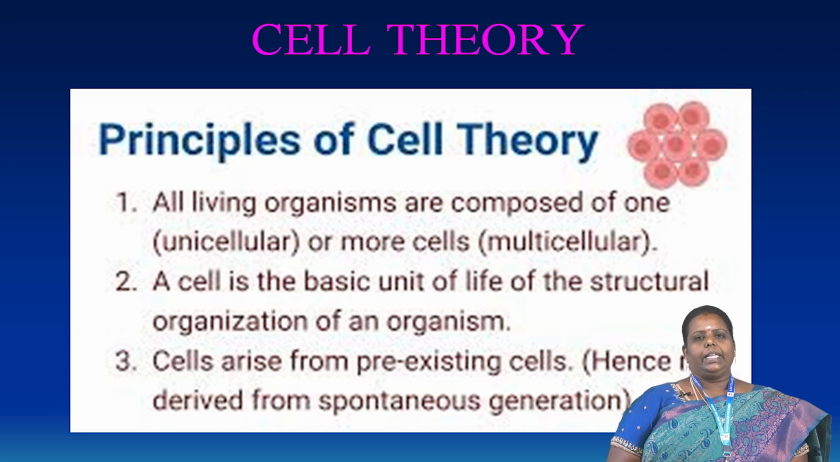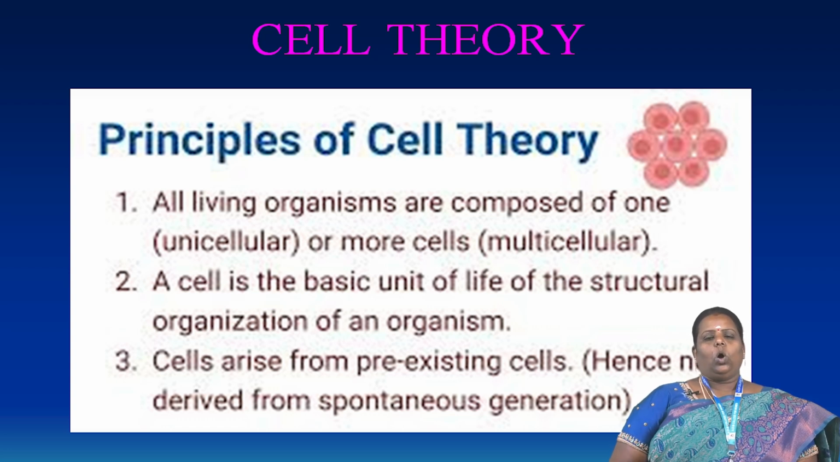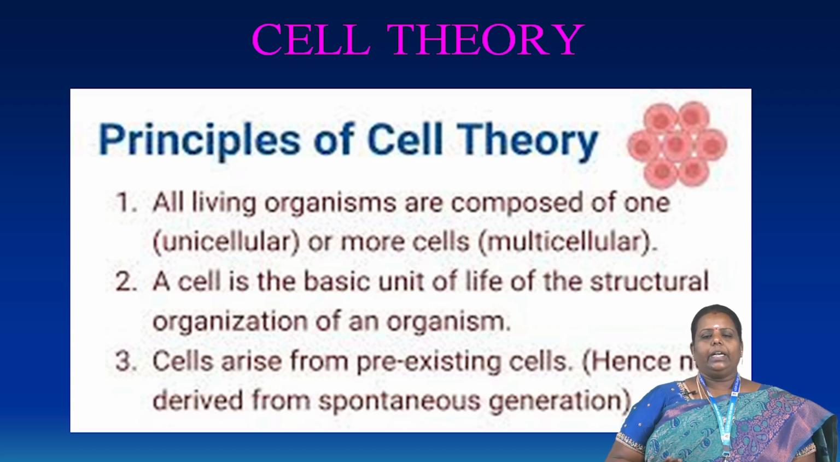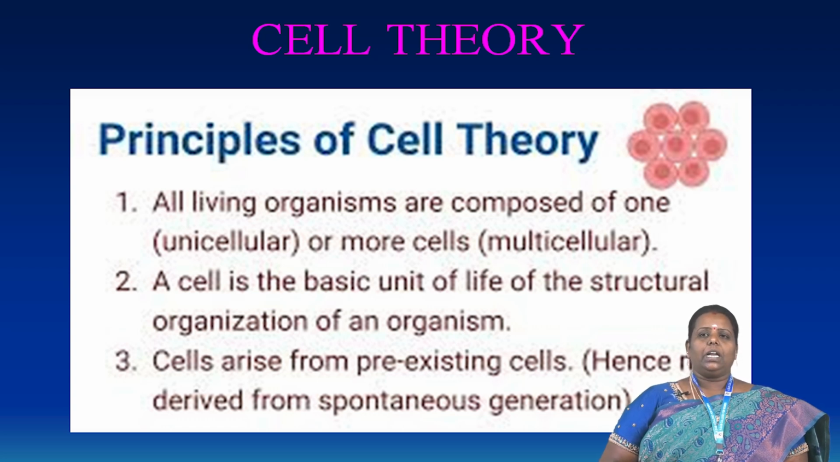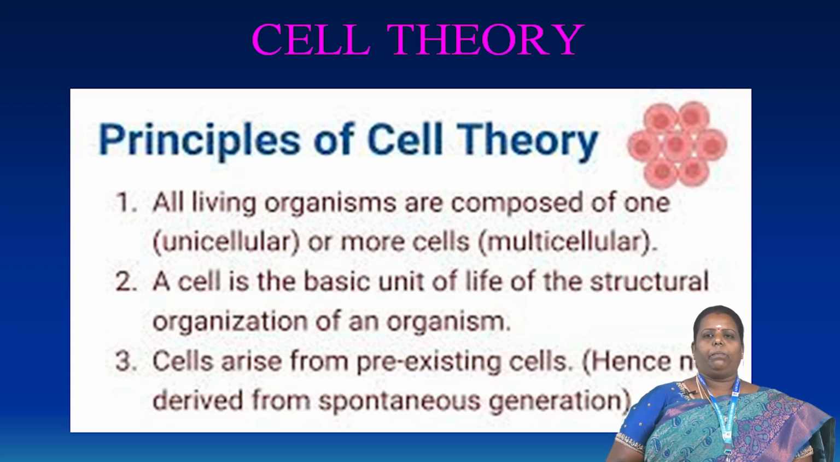Principles of cell theory. First, all living organisms are composed of one or more cells. You know very well that one means unicellular, and many means multicellular organisms. All living organisms are made up of cells, and the cell is also called the basic unit of life. It also gives the structural organization of an organism. Tissues are also made up of cells.